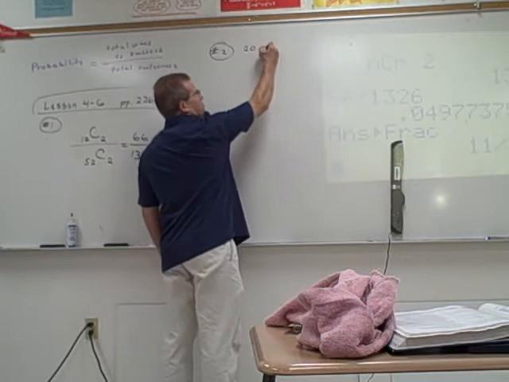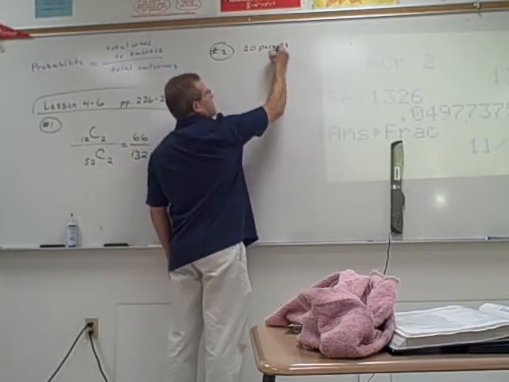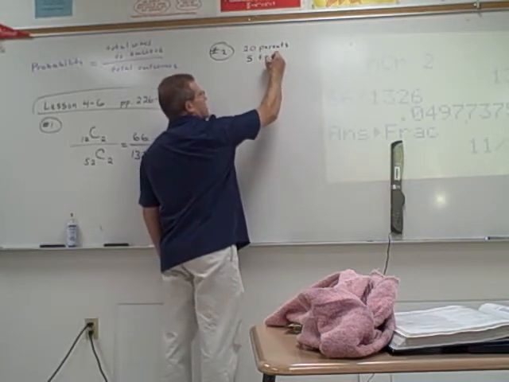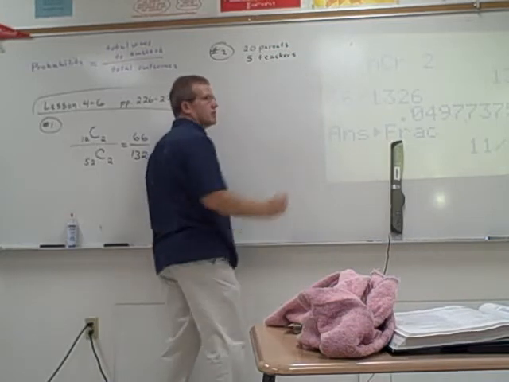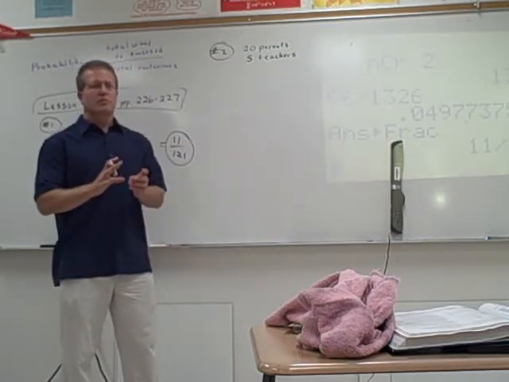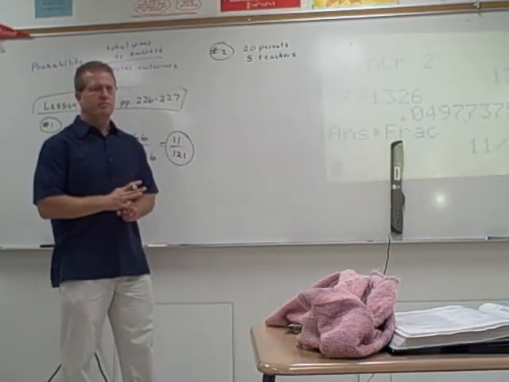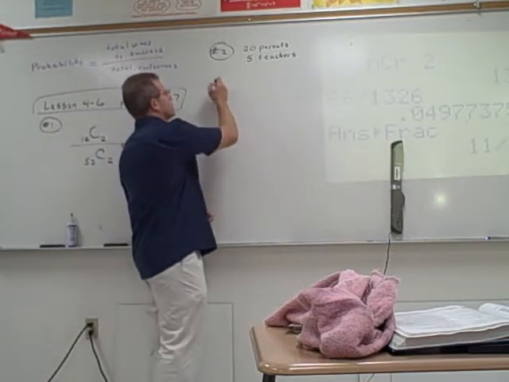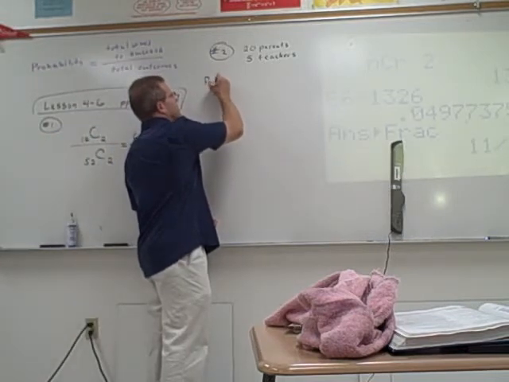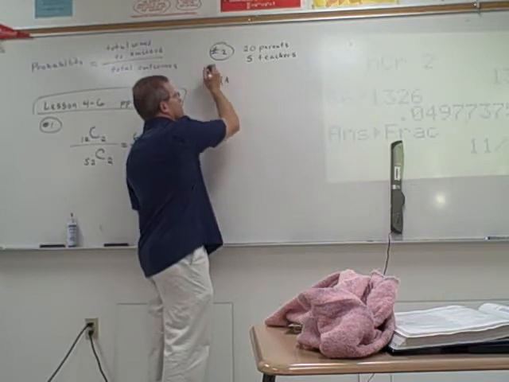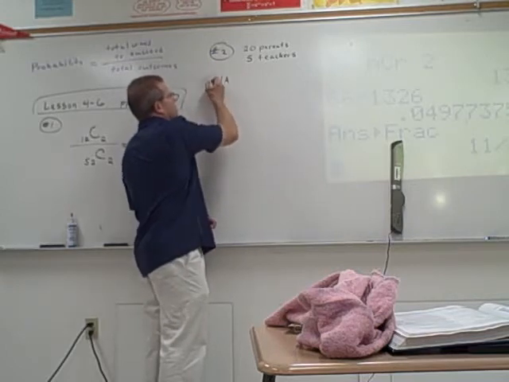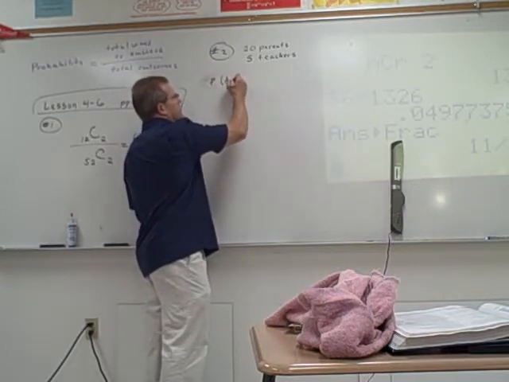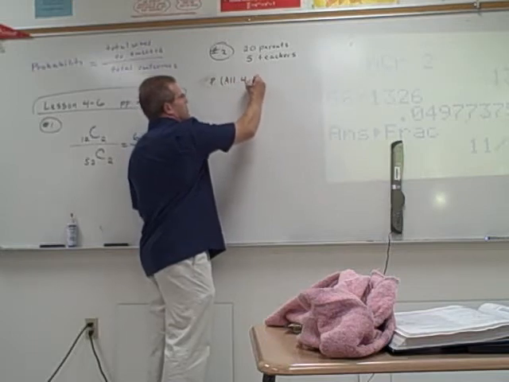If you've got 20 parents who have volunteered to be on some committee, you've got 5 teachers that have volunteered to be on the committee. We're going to randomly select 4 people. Okay? The first question is, what's the probability, just to put a P for probability here, that all 4 of them are going to be teachers.